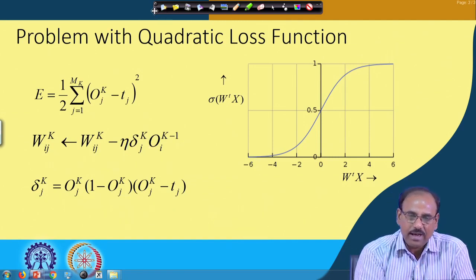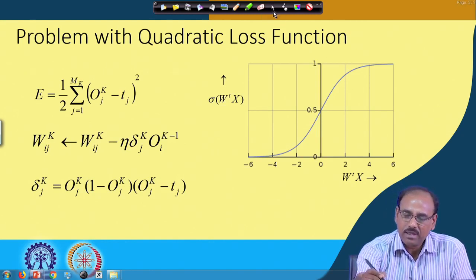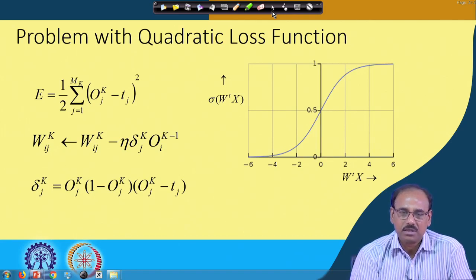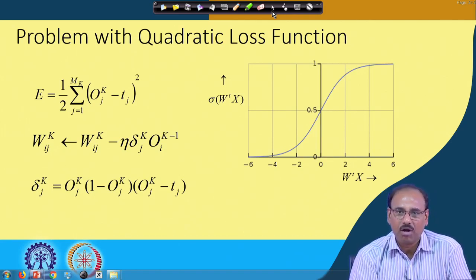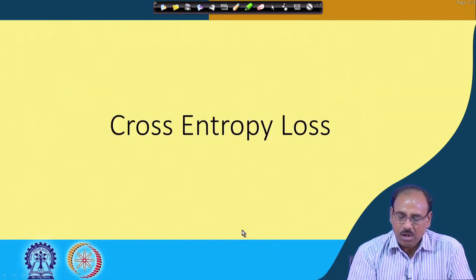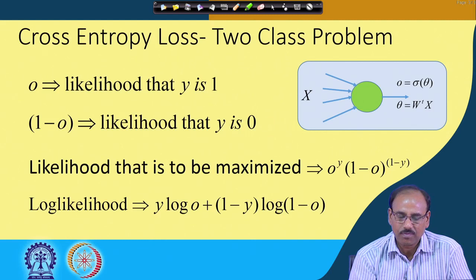So, is there any remedy for this? Let us try to see whether any other loss function can avoid this tendency of slow training or slow learning. So, here comes another loss function which is called cross entropy loss. So, how do you define this cross entropy loss?